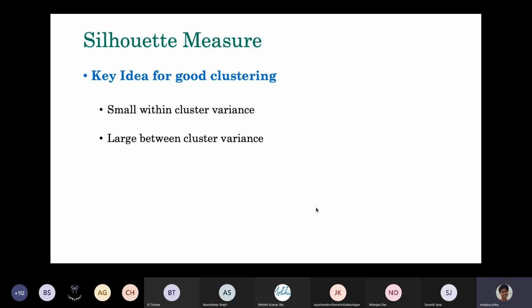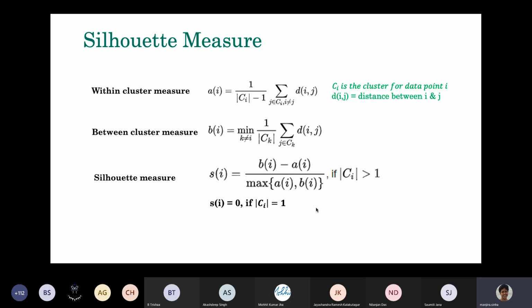So for a good cluster, what are the two key things? That is my within cluster variance. The data points within the clusters will vary very little, and between clusters, across the two clusters, there will be large variance. So with our silhouette measure, we try to ensure this. So basically, we create a hypothetical outline between the clusters, right? That this is my cluster boundary. So we have small within cluster variance and large between cluster variance.